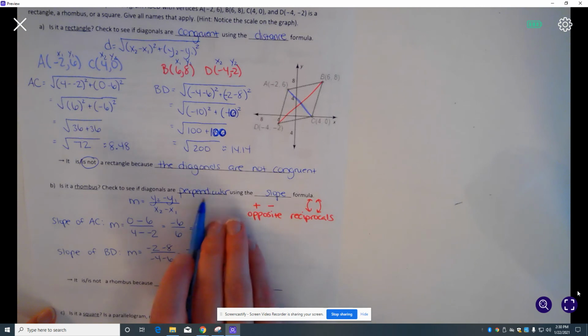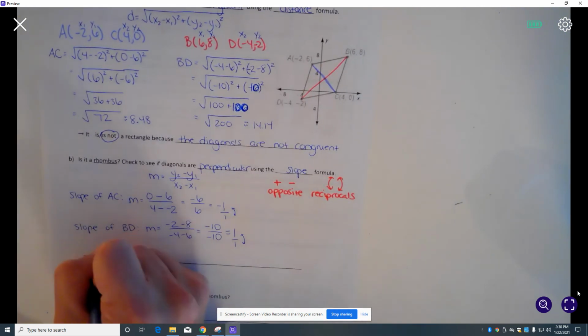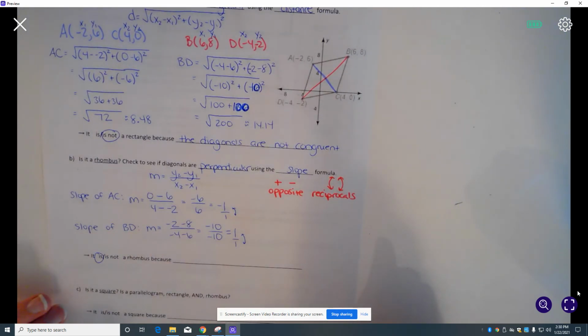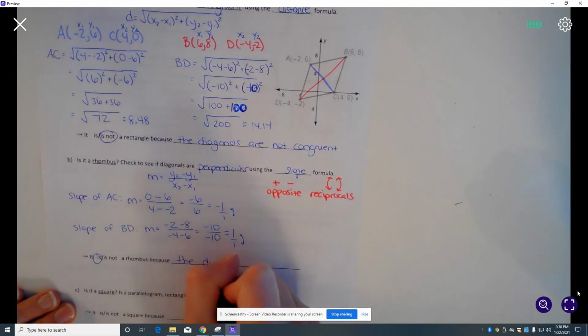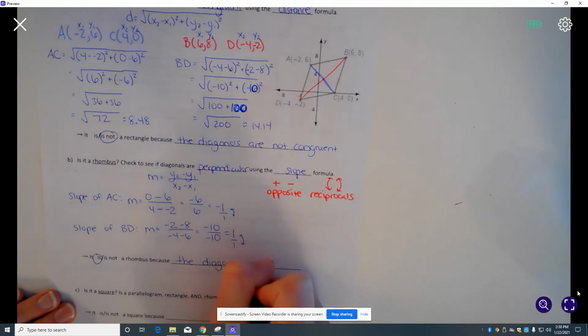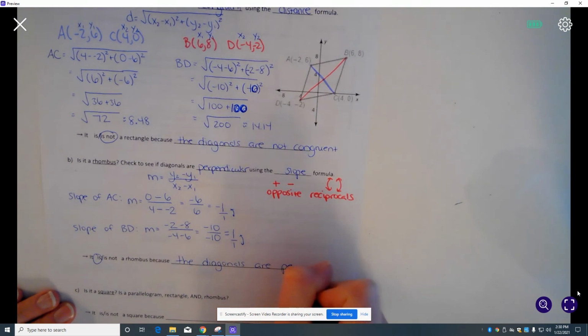So they are perpendicular. So this is a rhombus because the diagonals are perpendicular.